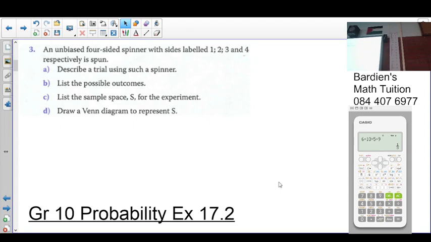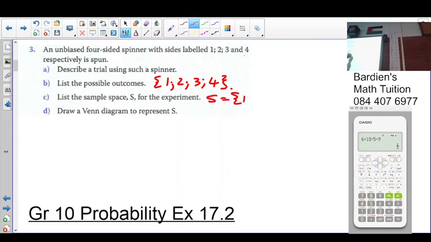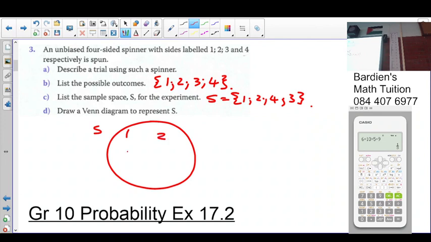According to them, it's to spin the spinner. I don't know why they asked such a question. B. List the possible outcomes. What are the possible outcomes here? 1, 2, 3, 4. Let's say sample space S for this experiment. So S is equal to 1, 2, 3, and 4. Then draw a Venn diagram to represent S.